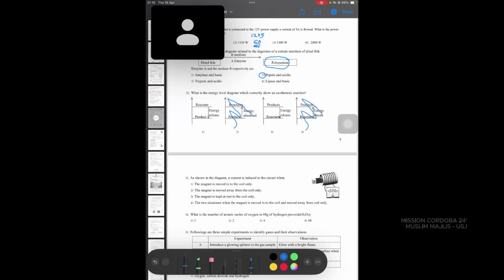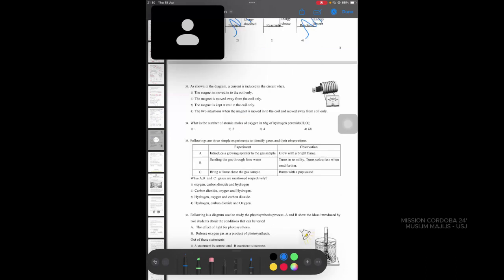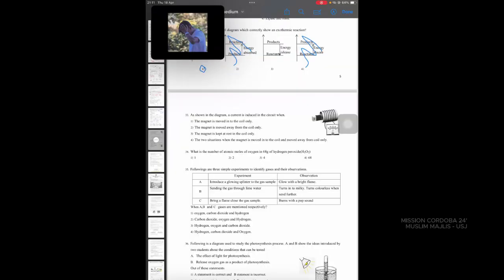Current is induced in the circuit. Current will be induced when there is a relative motion between the magnet and the coil. One thing is you keep the coil stationary and move the magnet. Or keep the magnet stationary and you move the coil. If you keep both of them at rest, there will be no current.